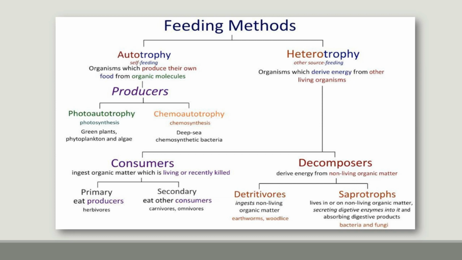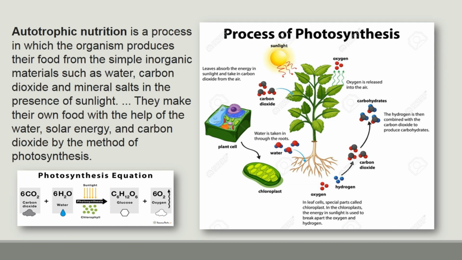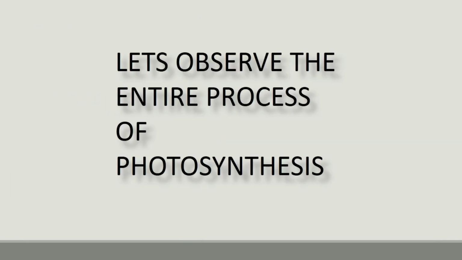bacteria and fungi. Autotrophic nutrition is a process in which organisms produce their own food from simple inorganic materials such as water, carbon dioxide and mineral salts in the presence of sunlight. They make their own food with the help of water, solar energy and carbon dioxide by the method of photosynthesis. Below you are given the equation of photosynthesis, and on the right hand side you can very clearly see how carbon dioxide from the atmosphere, water which is taken by the roots of the plant, and sunlight falling on the leaves, together with the help of chlorophyll in the leaves of the plant, all react together to form carbohydrates and oxygen. Now let's observe the entire process of photosynthesis by looking at this video.